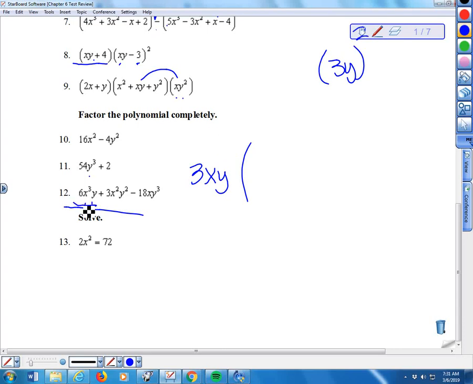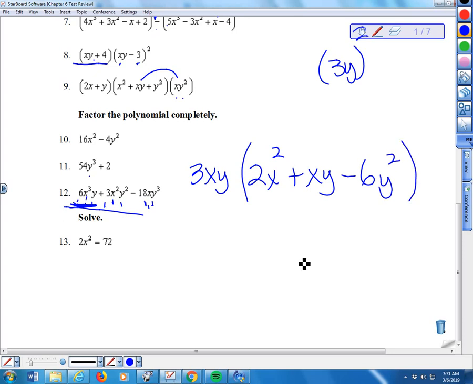If I look at the first term and I take a 3 out of the 6, I'm left with a 2. If I take an x out of the x cubed, I'm left with x squared. And I take a y out, the y is gone. Next, if I take a 3 out, I'm left with 1. An x out, I'm left with x. A y out, I'm left with y. And then here, if I take a 3 out, I'm left with 6. An x out, there's no x left. And a y out, it's y squared.